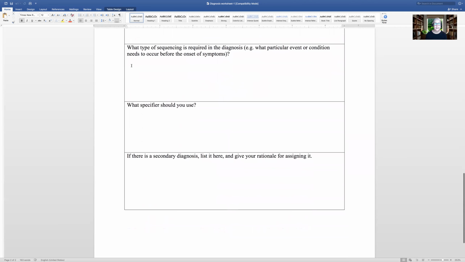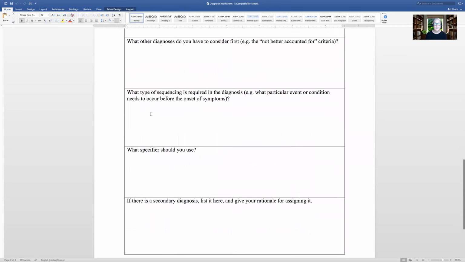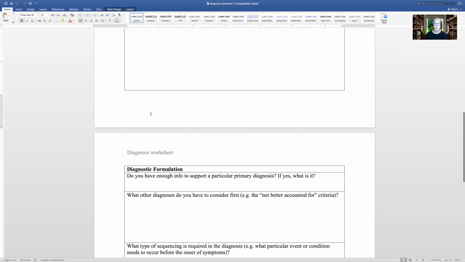Is there a sequencing required in this diagnosis? For instance, I think in ADHD, the symptoms have to begin occurring before a certain age to use a diagnosis. So this is what you would need to consider. We're going to talk about specifiers and a secondary diagnosis in a couple of weeks. So really at the beginning, just start working with this worksheet.